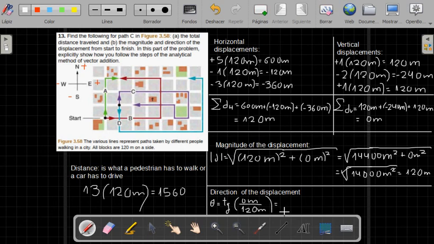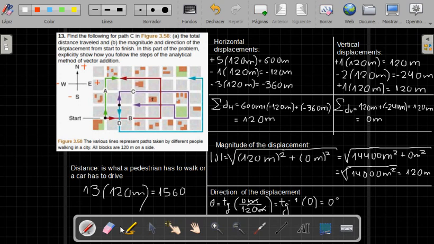So we have the inverse of the tangent of minus 1, the inverse of the tangent. We cancel both meters, and 0 divided by 120, it's just a 0. And the inverse of the tangent of 0 is 0. 0 degrees. And that's the end of the exercise.